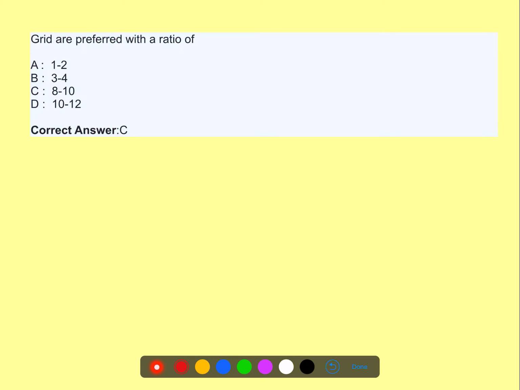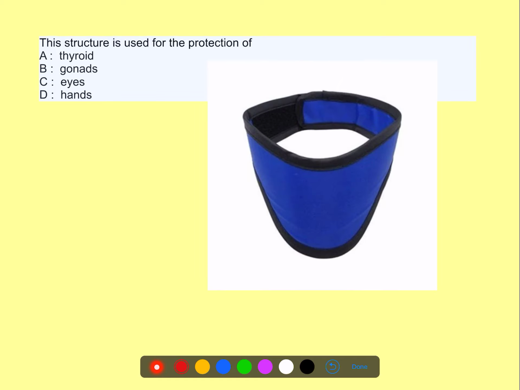Grids are preferred with a ratio of, so grids are used only in extraoral radiography and the preferred ratio is 8 to 10. This structure is used for the protection of, you can see here, this is a lead collar, and this is placed near the neck region to protect the thyroid gland.